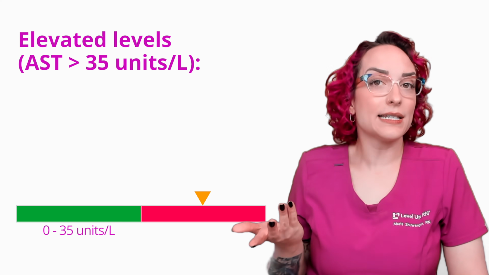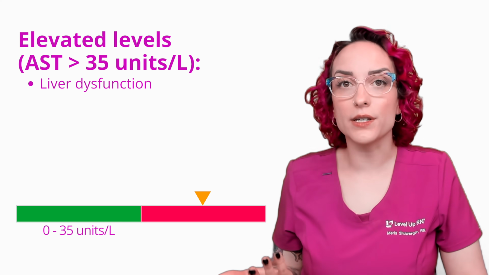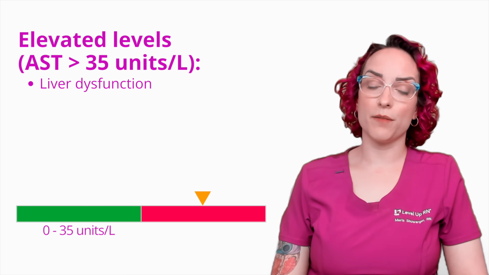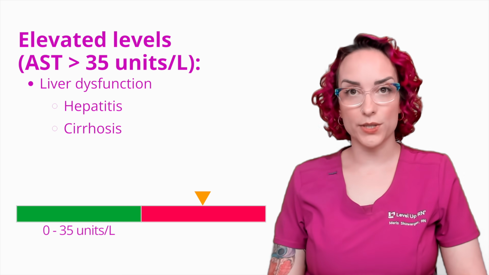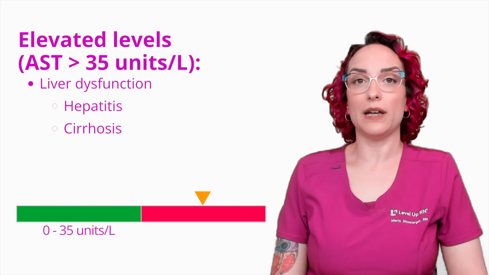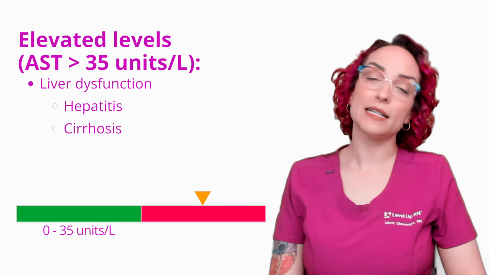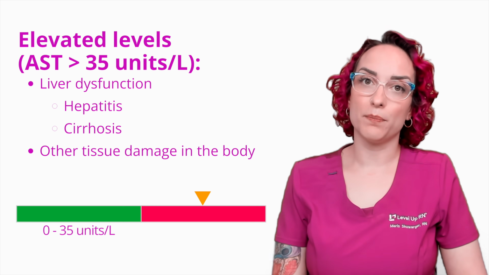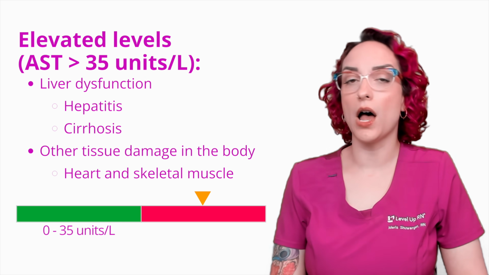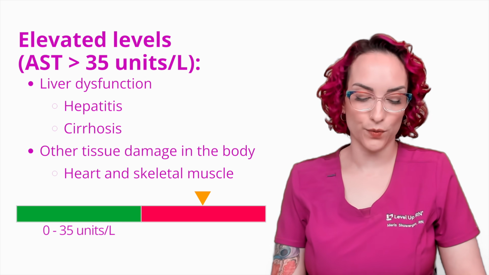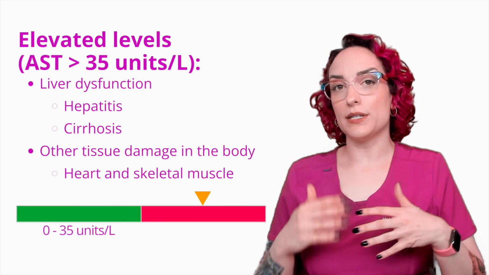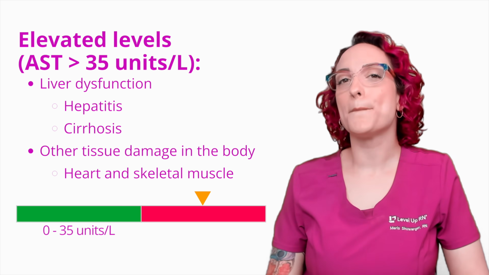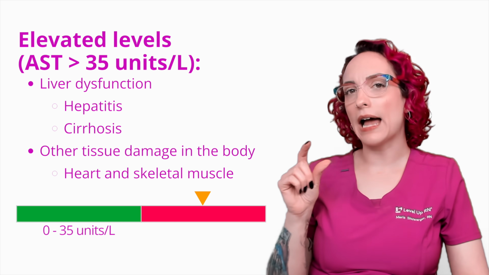Well, of course, as this is a liver lab, one of the big ones is going to be liver dysfunction. So liver dysfunction is certainly on the menu. Things such as hepatitis or cirrhosis could be at play, or any sort of liver issue that's going on. And it does not have to be chronic, it can be acute as well. And then any other tissue damage in the body, such as to the heart or the skeletal muscle, you will see the AST elevate for this reason. So again, this is a good lab for checking the liver, but it's not the best lab. I want to check another lab called Alanine Aminotransferase, ALT, which is specific to the liver.